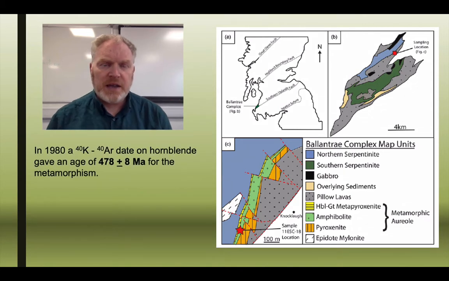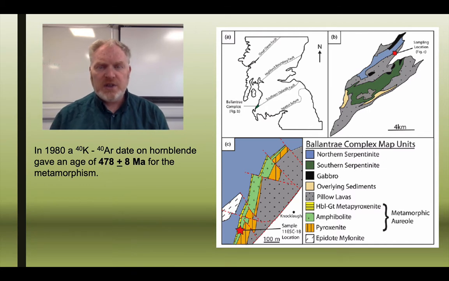Now, back in 1980, there was a potassium argon date undertaken on hornblende from this complex, and it gave an age of 478 plus or minus 8 million years. So about a 16 million year window in which the metamorphism occurred, and with it the start of this orogeny.